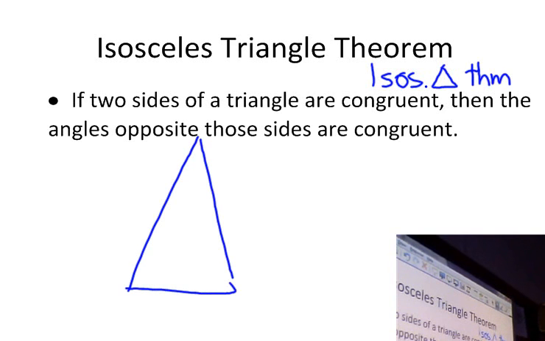Here's my isosceles triangle. The two sides, the left and the right, those are the legs in this case, and they're congruent. So that means that the opposite angles, those are the congruent angles. Those base angles are the congruent ones.